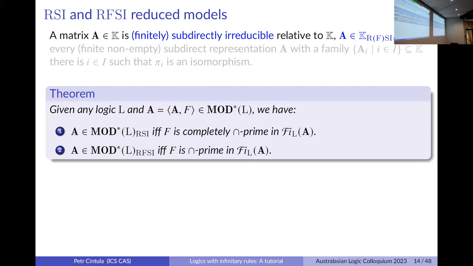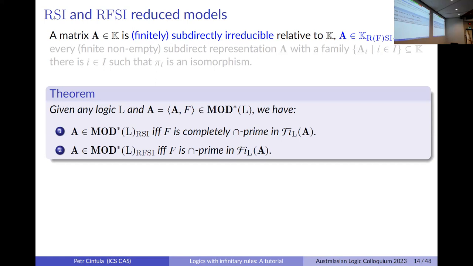More stuff. Okay. So now there is a definition I will not show you. There is a definition of when a matrix is finitely subdirectly reducible. If you know algebra, you know what it is. If you can read the gray text, you can also read it. But we can use this theorem as a definition for our purposes. So when we have a logic and we have a reduced matrix, the matrix is subdirectly reducible if and only if the filter is completely intersection prime, and it's finitely subdirectly reducible if it is intersection prime.